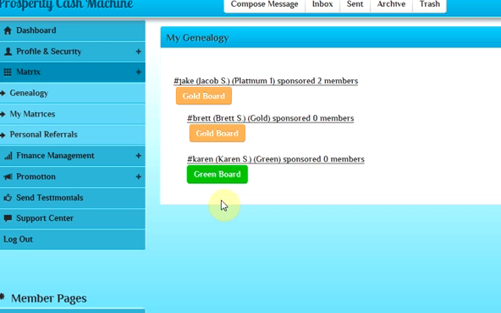But one very important thing to remember is that your personal referral will always go to your gold board. So irrespective of who they helped on the green board, it'll be your gold board that they go to when they cycle. And that's always the case.